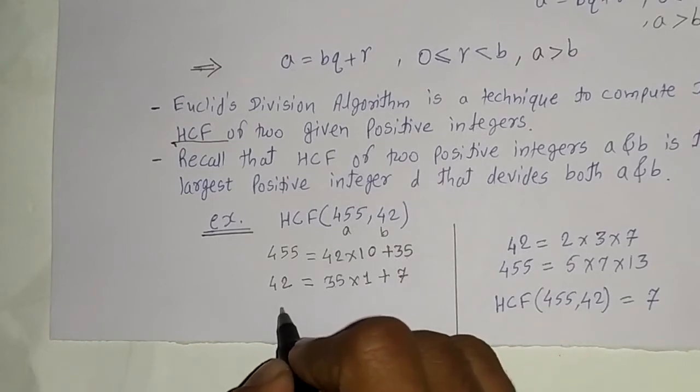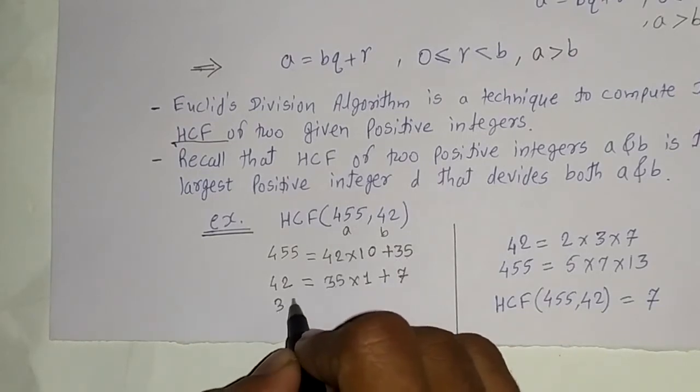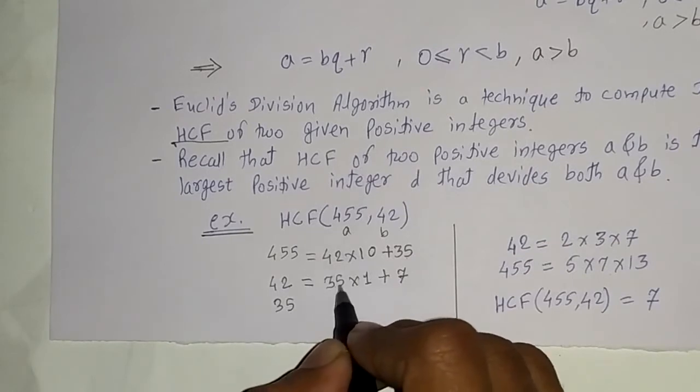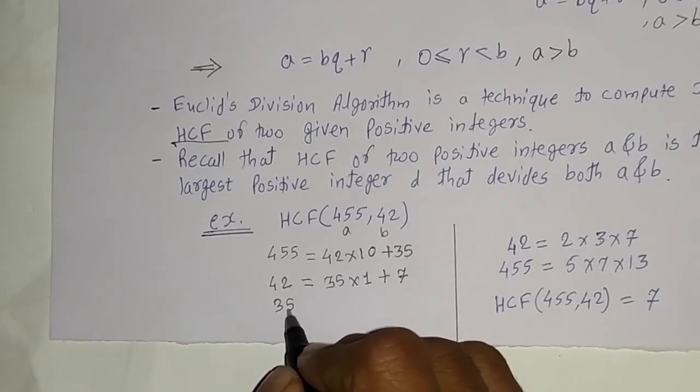Okay, in third step 35 will be our dividend because it is the divisor in second step. In third step it will be our dividend.